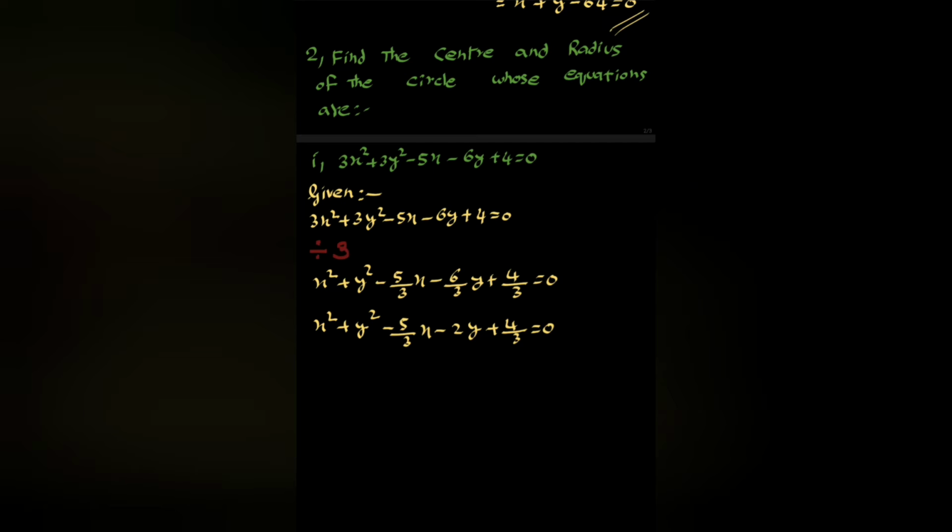So how to find center from an equation? So center equal to x coefficient by minus 2 comma y coefficient by minus 2.